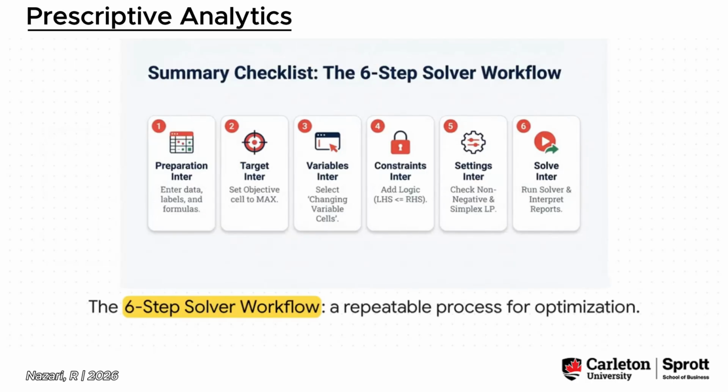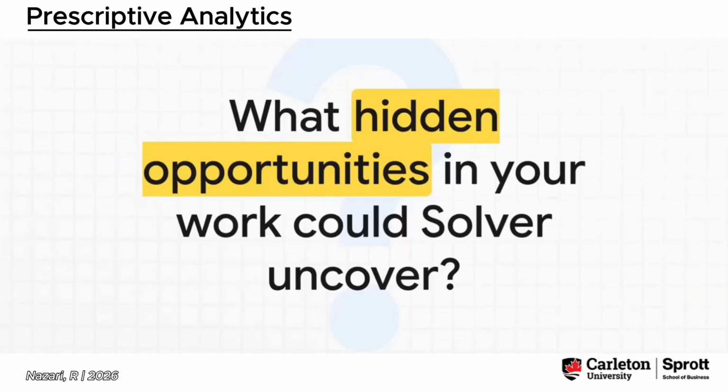So, let's bring it all home. This whole powerful process, from a business question all the way to an actionable insight, can be summarized in this simple, repeatable, 6-step workflow. Preparation, setting your target, defining your variables, adding constraints, checking your settings, and finally, solving and interpreting those awesome results. So, we've gone from a complex business puzzle to a clear, mathematically perfect answer, and even more importantly, to a deep, strategic understanding of our constraints and our opportunities.